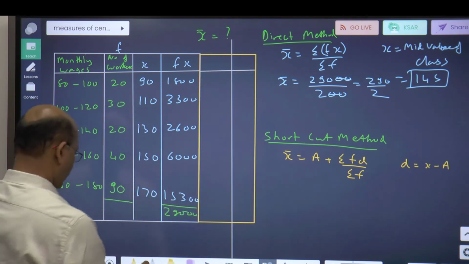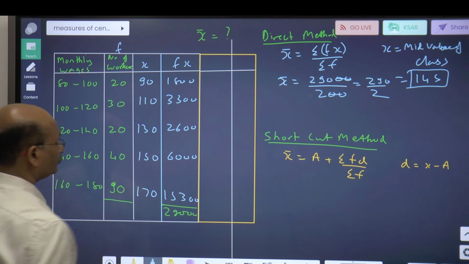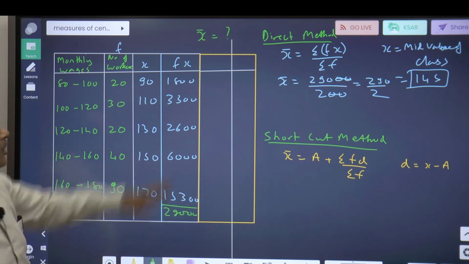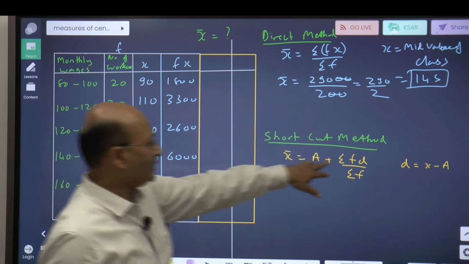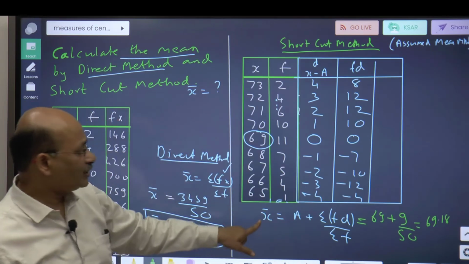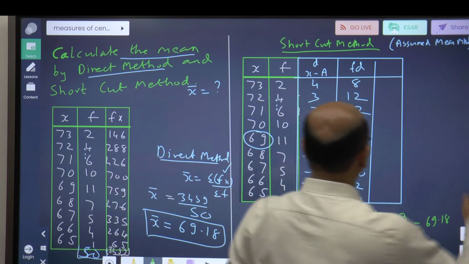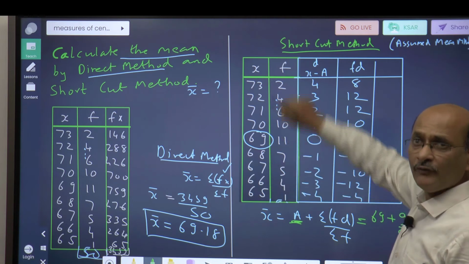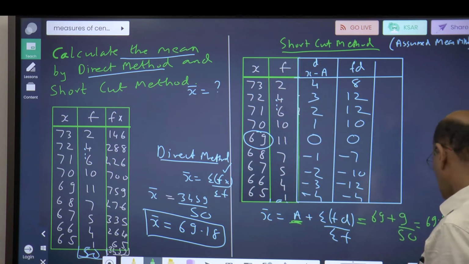Sorry, let us work it out now. Okay, let us start now. So let me get A. Remember I told you in the previous case, what is A? I had mentioned here, A is nothing but the assumed mean. That has to be taken from X, okay. So keep that in mind.